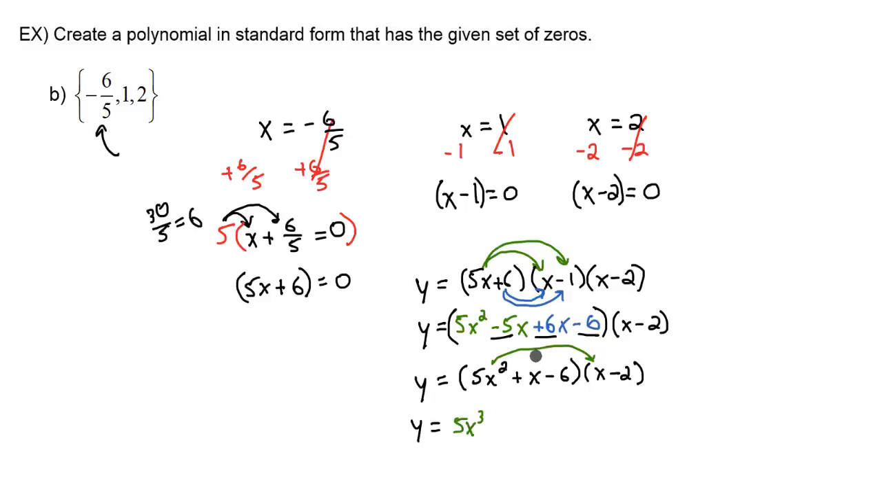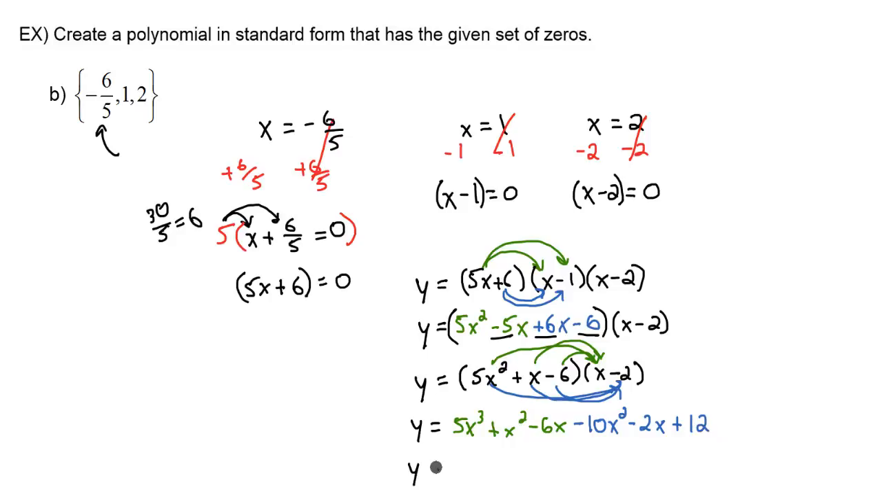And then I move on to x, multiply that by the x. So that's going to give me x squared. And then minus 6 times this x, and I'm left with minus 6x. Now I have to multiply everything by this minus 2. So 5x squared times minus 2 is going to be minus 10x squared. And then x times minus 2 is going to be minus 2x. And then negative 6 times negative 2 is going to be a plus 12.